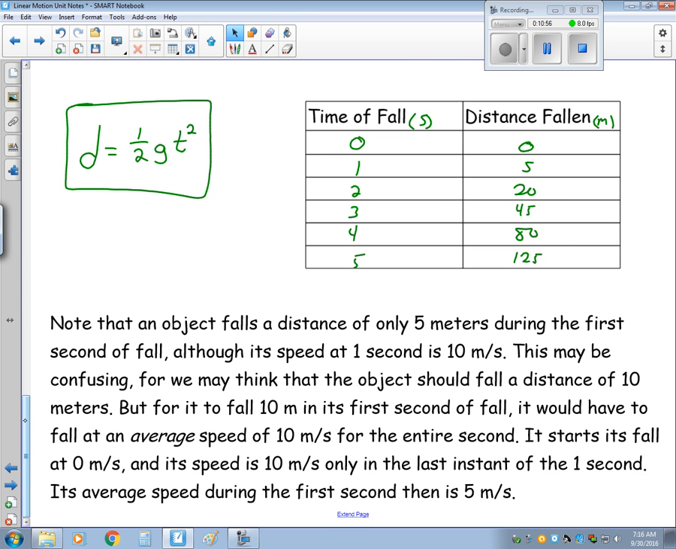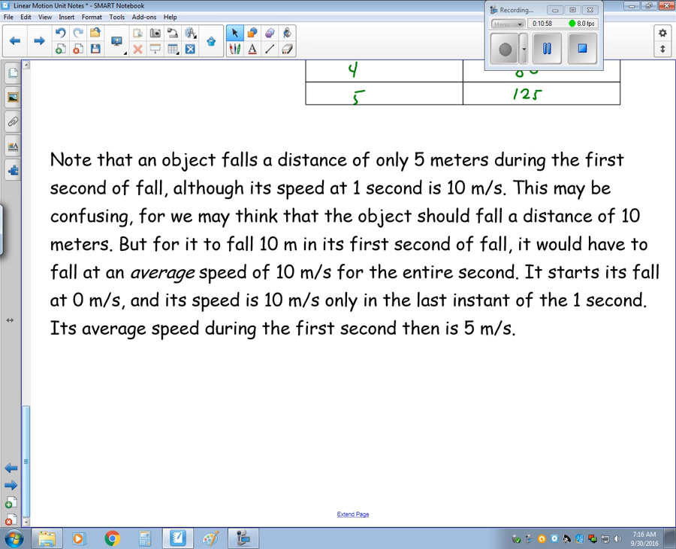Now, one last thing I want to leave you with. Notice then that the ball only goes a displacement of 5 meters during the first second. Its speed at 1 second would be 10 meters per second. This may be confusing. We think that if an object travels at a speed of 10 meters per second, then it should travel 10 meters in 1 second. But keep in mind, for it to fall 10 meters in the first second, it would have to have an average speed of 10 meters per second for that entire second. However, this thing started from rest, and it only reached 10 meters per second at that last instant, that last part of that second.